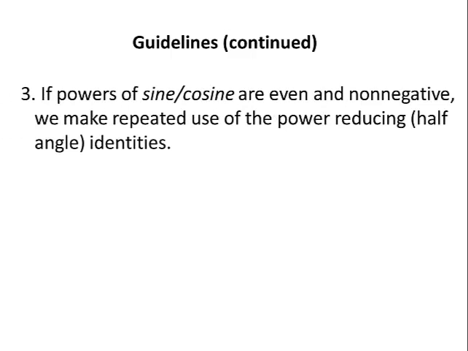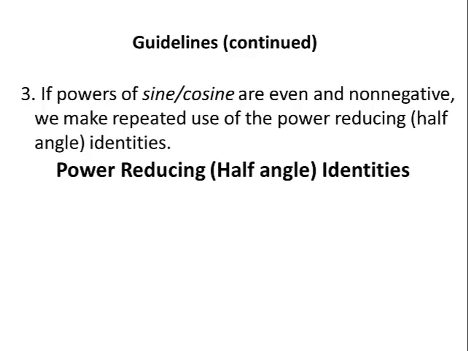So to continue here with the even powers of sine or cosine, we're going to return to guidelines that were first presented in the first video. There were two guidelines given there, and here we finish off the guidelines with the third and final guideline. If your powers of sine and cosine are even and non-negative, we're going to make repeated use of the power reducing, or also known as the half angle, identities.